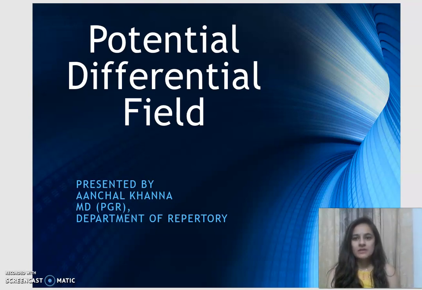And today I'm going to be discussing a very small yet interesting topic, that is PDF, Potential Differential Field. The potential differential field is nothing but a field which differentiates medicine. So basically the idea is that when we are done with the whole repertorization process, what we have at hand is the repertorial totality. Now this is the point where we have to decipher the medicines to reach the most similar remedy, that is the similar one.